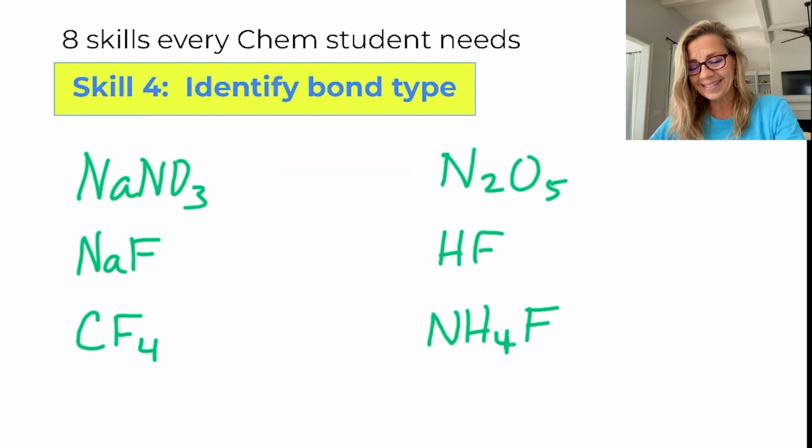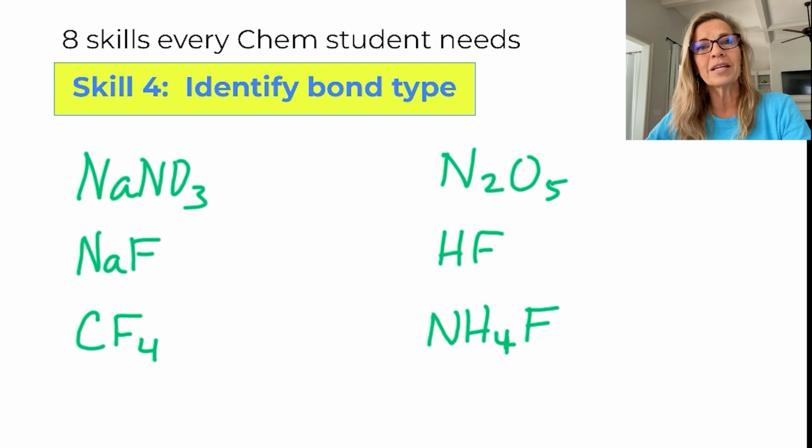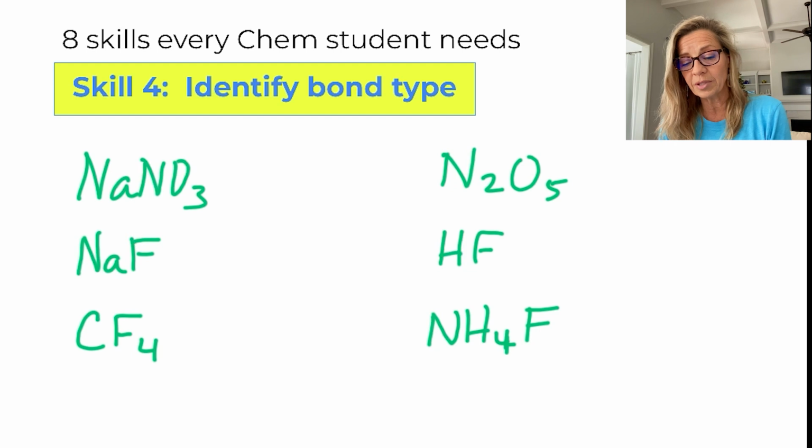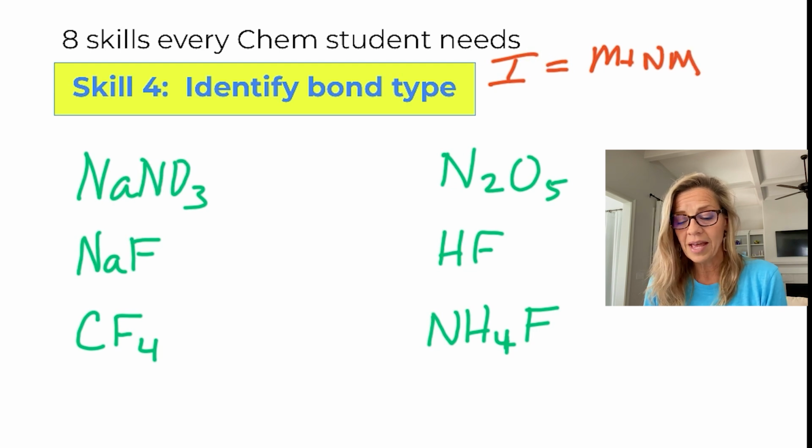All right. Next, bond type. In chemical formulas, they all look alike, don't they? The atoms and the subscripts, they all look alike. So what you have to do is there are 2 types that you need to look for. We've got ionic, and that's going to be when you have a metal and a non-metal bonded together. And then you have molecular compound, and that's when you have 2 non-metals bonded.